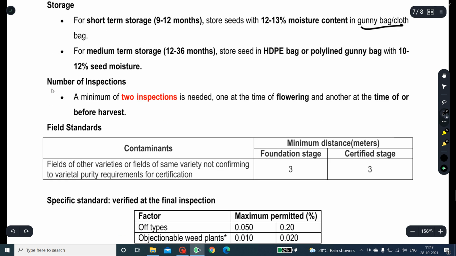The number of inspections for varietal seed production is about 2, because it is a self-pollinated crop. Here crossing between other crops will not take place. If it occurs, it is at a meager level only. So a minimum of 2 inspections is needed, one at the time of flowering and another at the time of or before the harvesting stage.